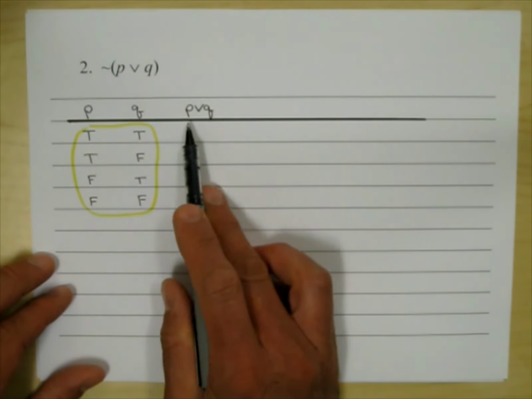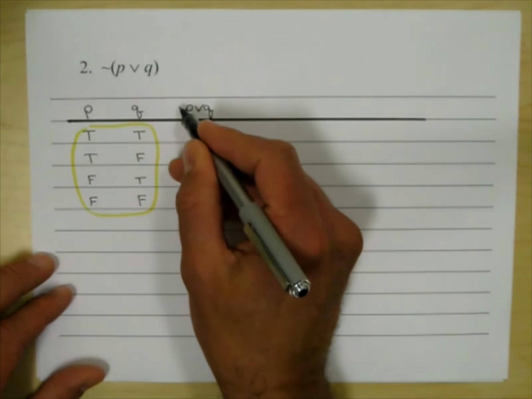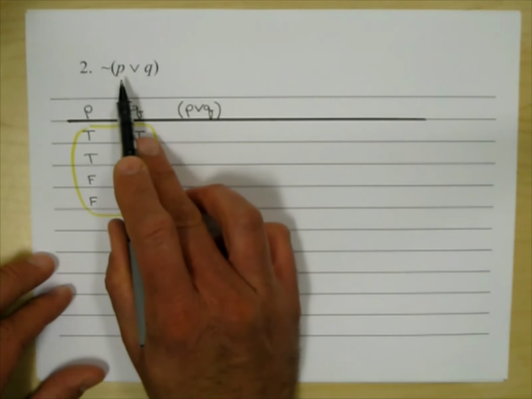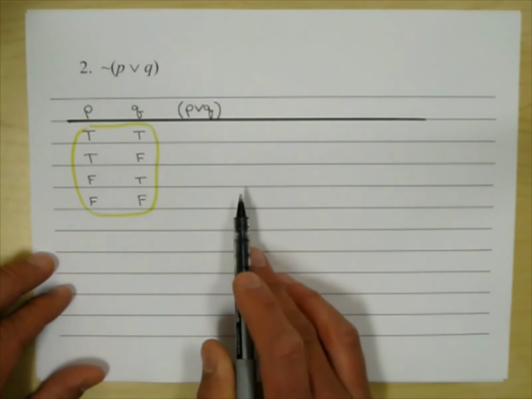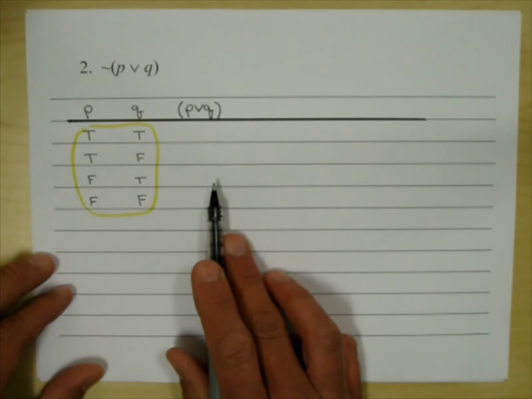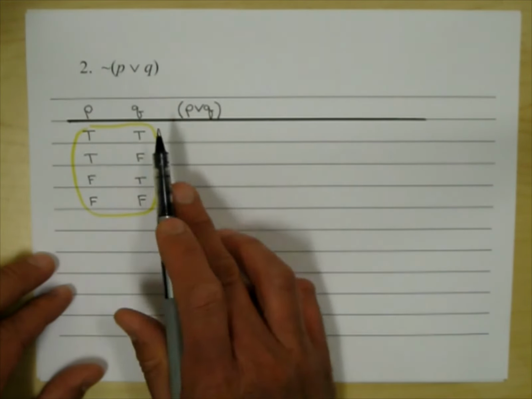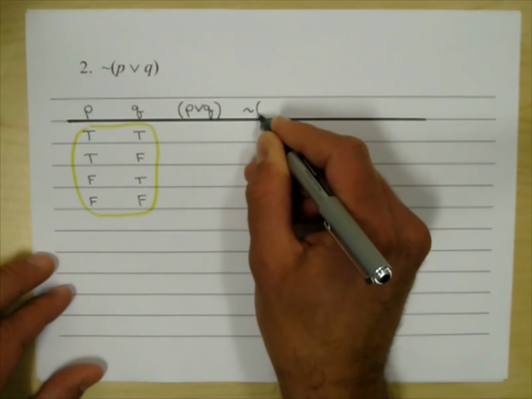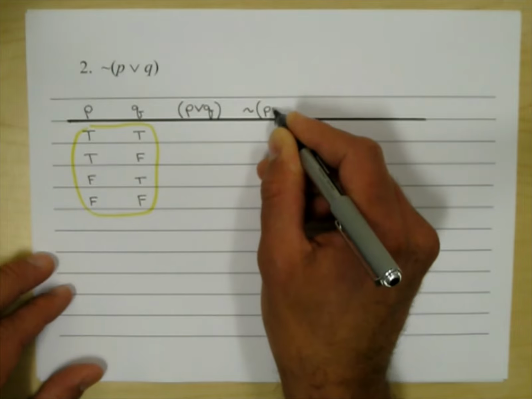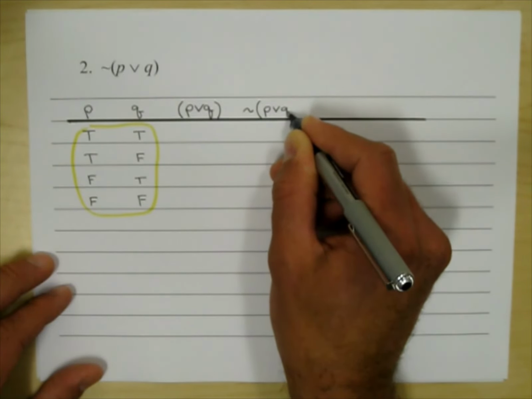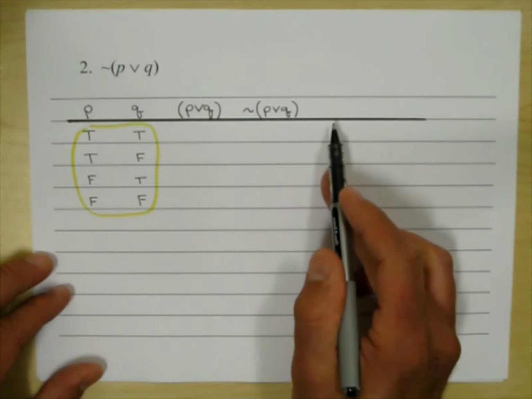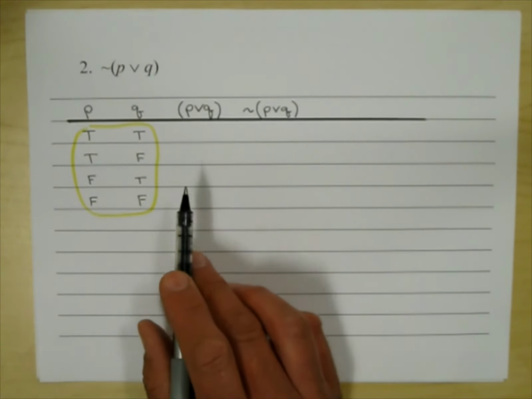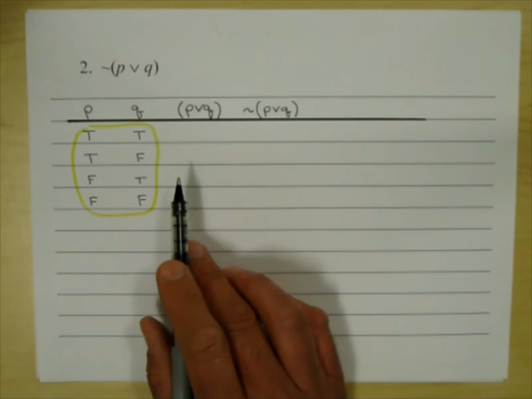Now, can you put parentheses around there? Yeah, some of you will and some of you won't. Some of you will, so it kind of matches like this. We're trying to build this structure here. So what's my next column going to be? My next column is going to be taking the negation of this, so the whole enchilada here. So we have negation, P or Q. And there's not going to be any additional columns. So let's go ahead and do this truth table.